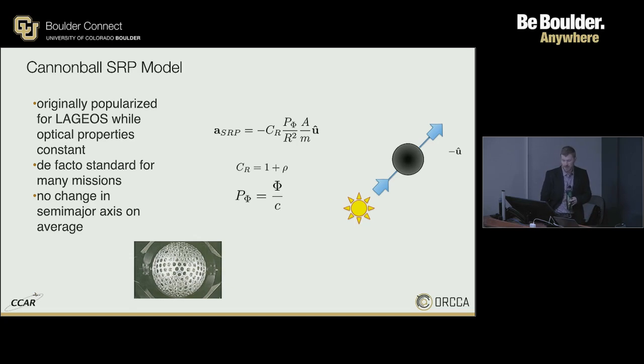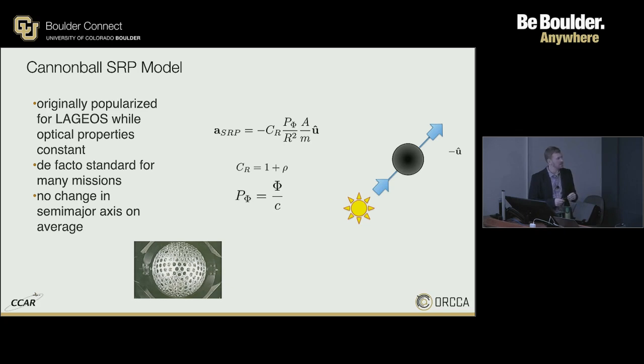So here's the cannonball SRP model. This model for SRP acceleration just says that SRP causes a force directed away from the sun. The magnitude of the force depends on how far you are from the sun, which is R, the size of your spacecraft facing the sun, which is A, your area, and the mass of your spacecraft, of course. This P sub phi is the flux, the momentum coming from the sunlight.